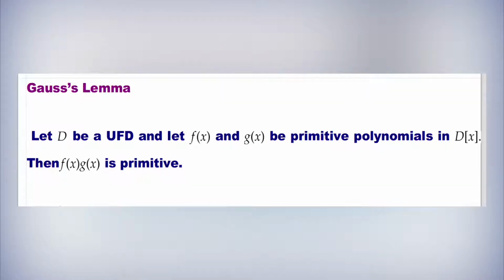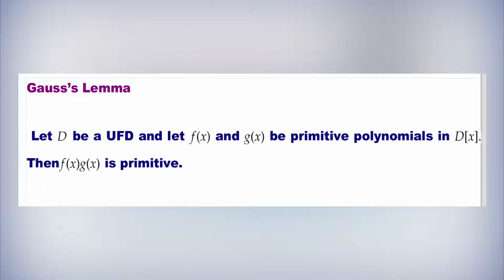The next result will show you that the product of two primitive polynomials is again primitive in D[x], which is named Gauss's lemma. Gauss's lemma underlies all the theory of factorization and greatest common divisors of such polynomials. Let us see Gauss's lemma: let D be a unique factorization domain and let f(x) and g(x) be primitive polynomials in D[x].